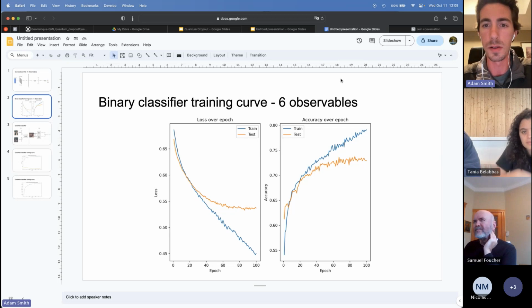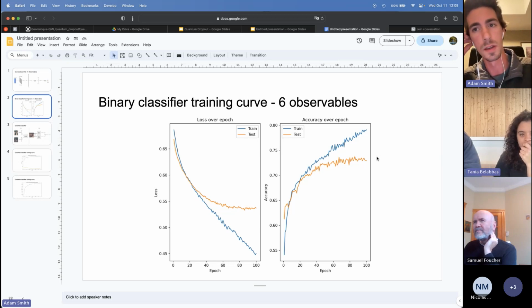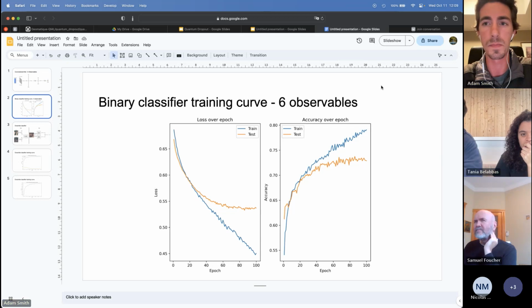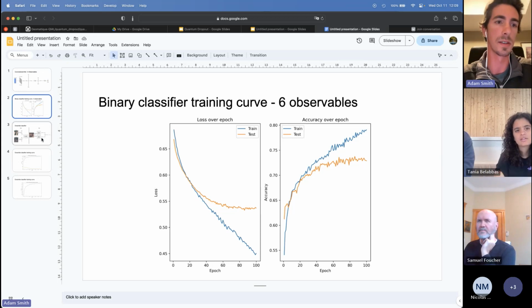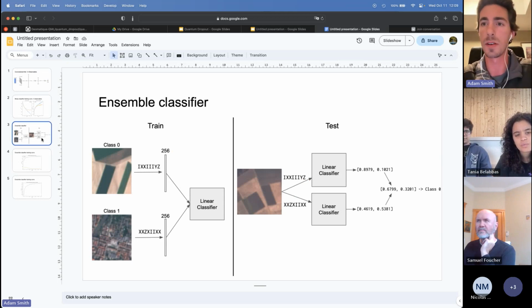Yeah, so this is the training curve from that. So still not great. I mean, we're reaching about 75% at most. So yeah, I'd say kind of similar to the last results. Yeah, so that's that.